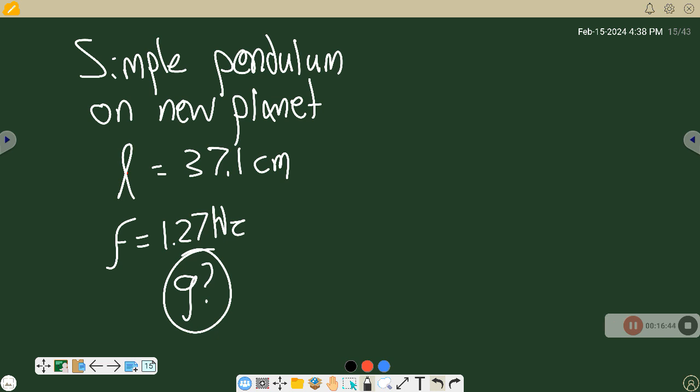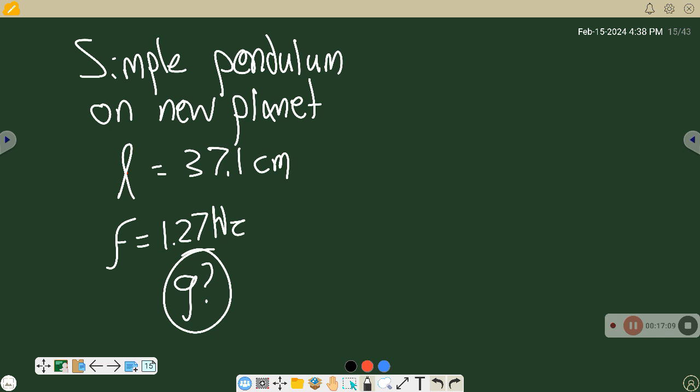Let's say I got a simple pendulum and I've brought it to a new planet. I'm actually going to use this pendulum to test what is the acceleration due to gravity on that planet. I want to figure out what the G value on that planet is. So I've got this pendulum. It has a length of 37.1 centimeters and a frequency of 1.27 hertz. So I've measured that frequency somehow.